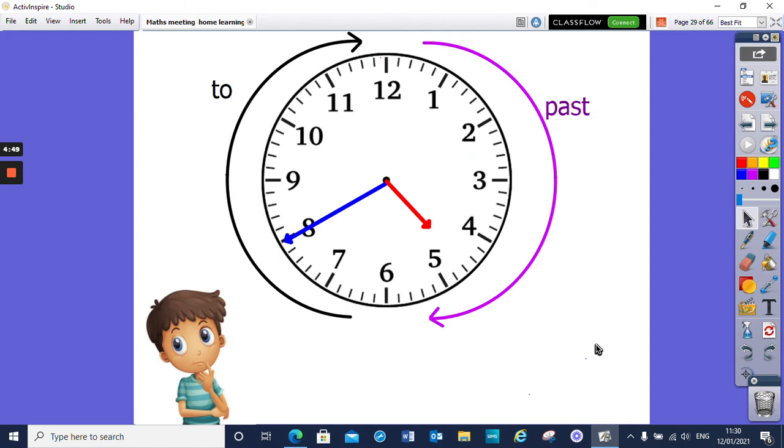Okay, we have our hour hand and our minute hand. I want you to tell me what time is shown in this clock, and you can do it in either analog or digital. You should pause the video now and have a go.